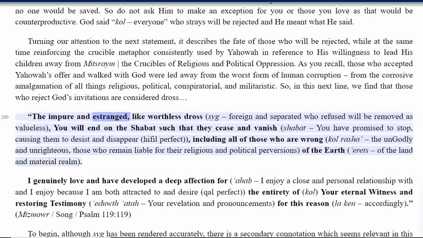The impure and estranged, like worthless dross, sig, foreign and separated, who refused will be removed as valueless. You will end on the Shabat such that they cease and vanish. Shabat, you have promised to stop, causing them to desist and disappear, including all of those who are wrong. Shul Rasha, the ungodly and unrighteous, those who remain liable for their religious and political perversions, of the earth, eres, of the land and material realm.